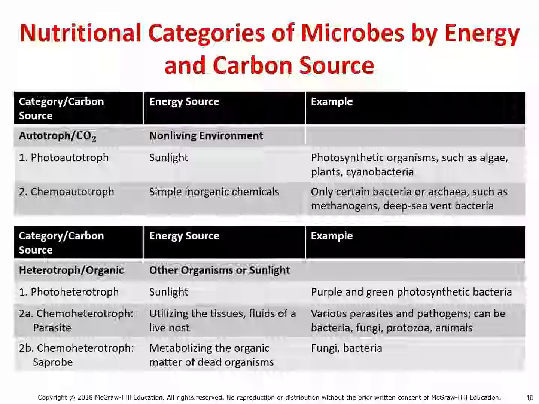The next category is the photoheterotroph. So again, sunlight for energy, and then organic carbon. And really, these are purple and green photosynthetic bacteria. And then the last category that we're going to look at here is just the chemoheterotroph. Chemoheterotrophs are going to use chemicals for energy, but again, organic carbon. This really applies to us and many other things around us. There are the two subcategories, parasite and saprobe. Again, parasites feed off the living and saprobes feed off the dead.